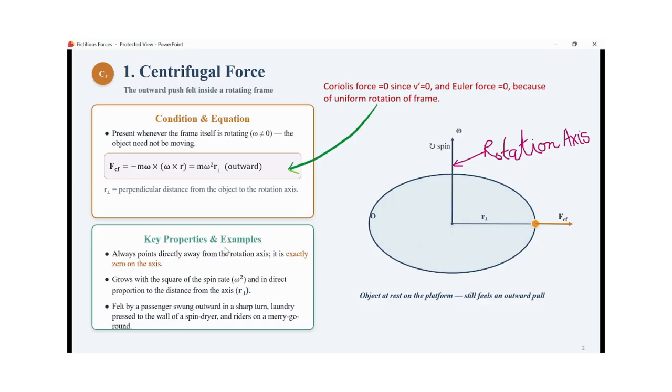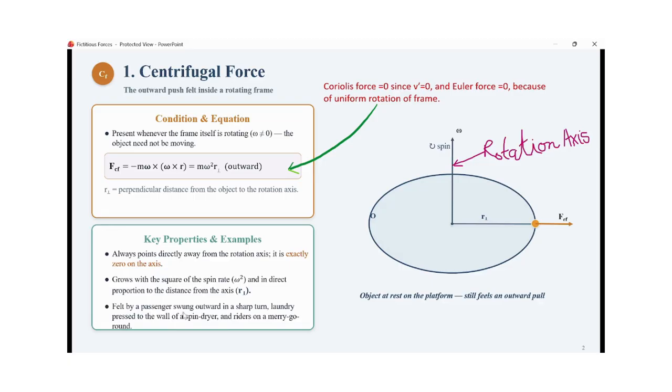Now the key properties of this centrifugal force are, first, that it depends upon the distance of the object from the axis of rotation, and it is exactly 0 on the axis. So if the object is placed here, then it will become 0, because in that case r perpendicular will become 0. And the second property is that it depends upon the values of omega square and r perpendicular. So if these values increase, then the value of the centrifugal force will also increase.